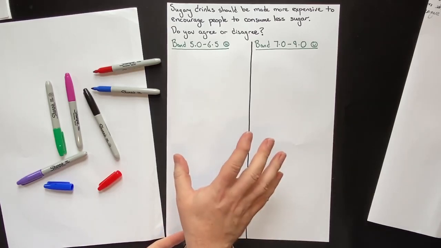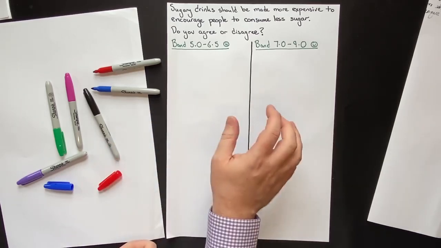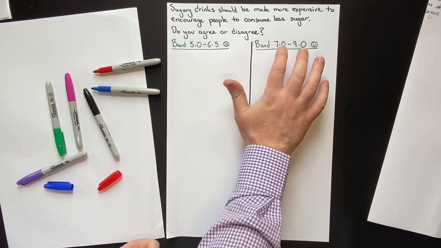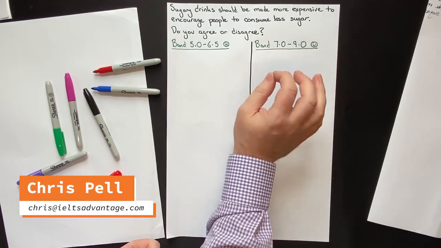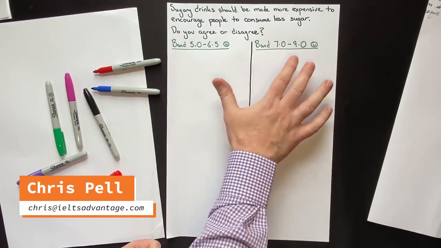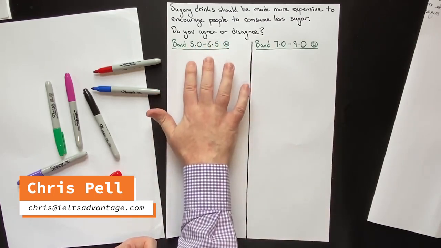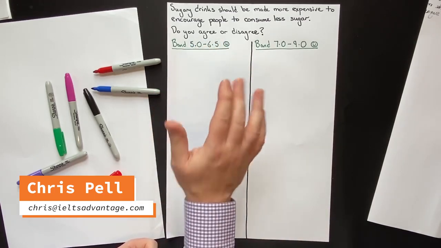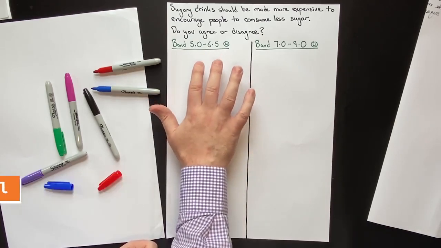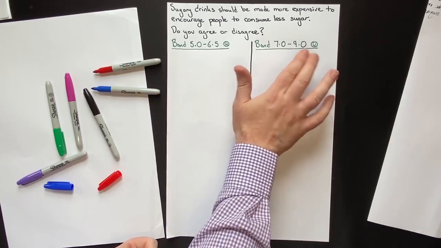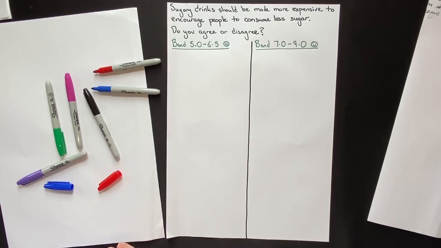So a common question that we get asked is for IELTS Writing Task 2, what does a Band 7 or a Band 8 or a Band 9 IELTS Writing Task 2 essay actually look like? Most of you are in this range. Most of you are getting a Band 5, 5.5, 6 or 6.5. And you need a Band 7, 8 or 9 in IELTS Writing Task 2.